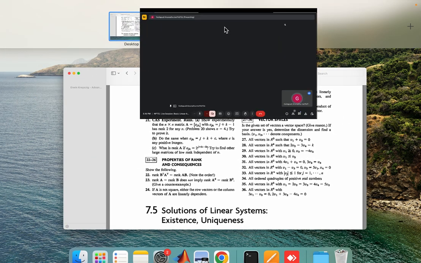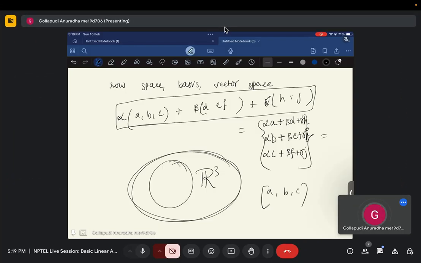So what I'm trying to say here is, there can be vectors which are beyond the linear combination also in R3. R3 can be anything, any triplet of numbers, but that necessarily need not be in this form. I'm concluding that it has to be.